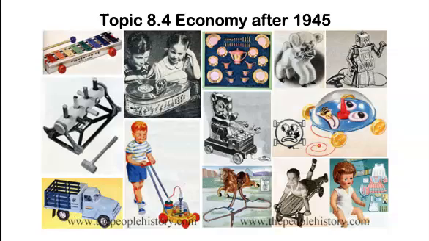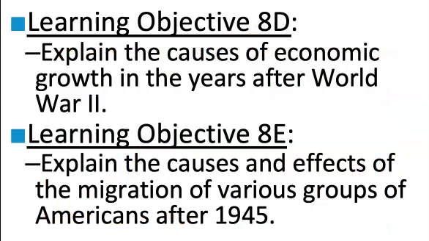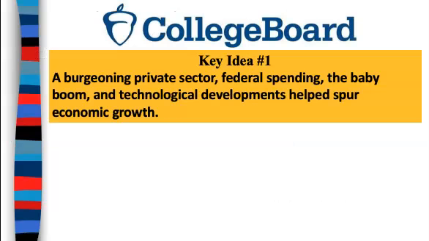Today, we're going to be covering topic 8.4, the American economy after 1945. We have two learning objectives today. Our first one, 8D, explain the causes of economic growth in the years after World War II. Our second one is learning objective 8E, explain the causes and effects of the migration of various groups of Americans after 1945.